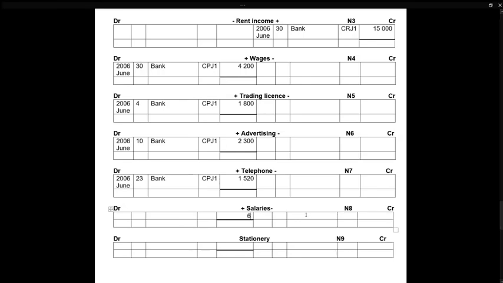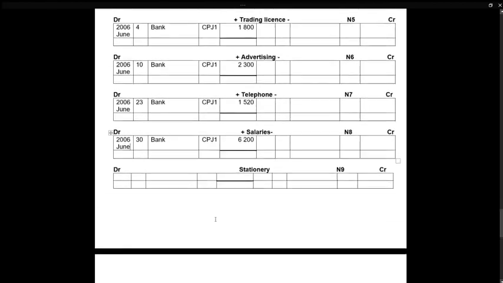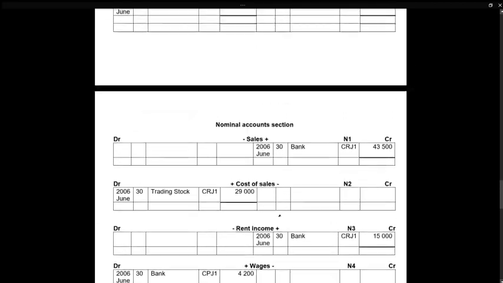The amount was 6,200 Rand. I got the information in my CPJ1. My details will be bank. Salaries is being debited. Where will I find my credit? In my bank account. Remember, I'm using a specific day. It's the last day of the month just by accident. It's not a total of a column. There we go. And then our very last one, stationery.